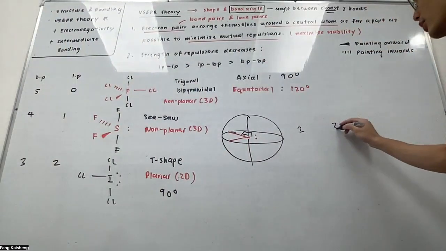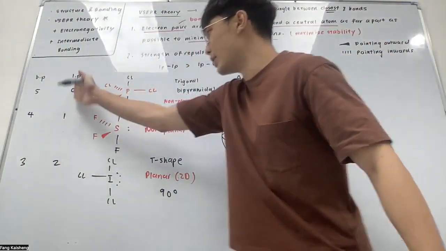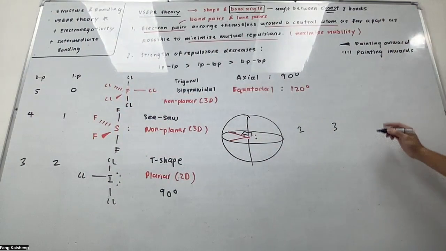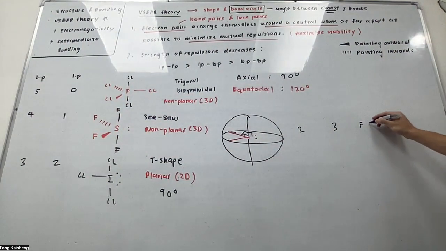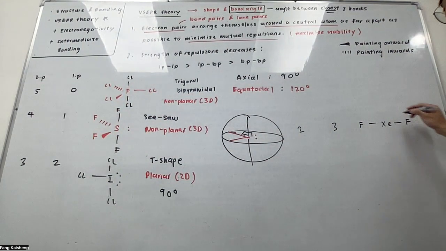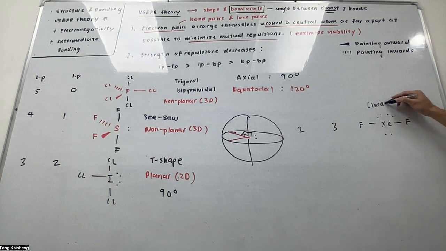It's 2-3. You will notice you just decrease the number, then you increase the number. So 2-3 is actually what we saw just now. 2 bond pairs, 3 lone pairs. Just now you all drew XeF2, then you all saw that there were 3 lone pairs. This one, again, they just observe that the shape is linear, it's 180 degrees, and we know linear has to be a 2D shape.